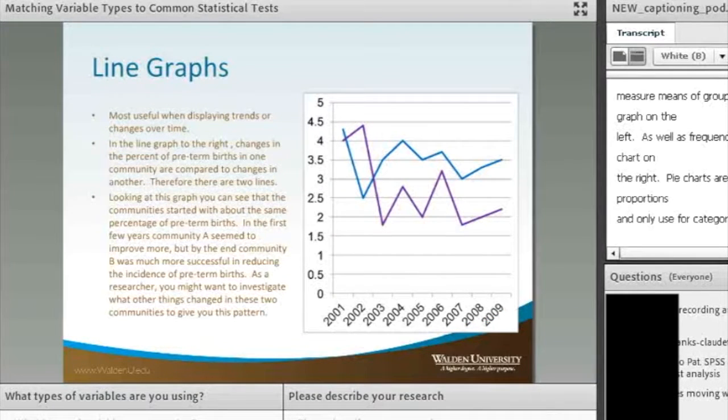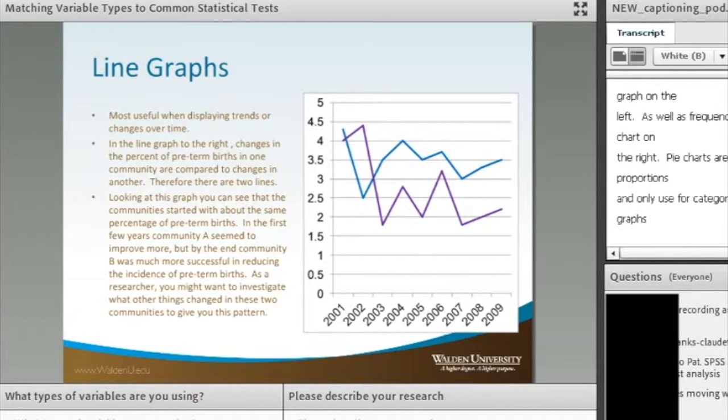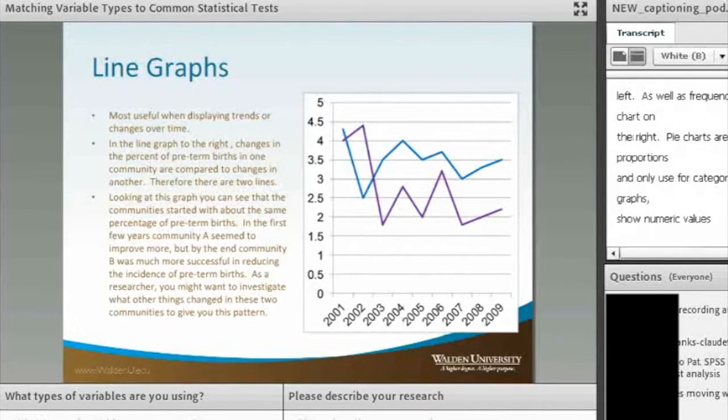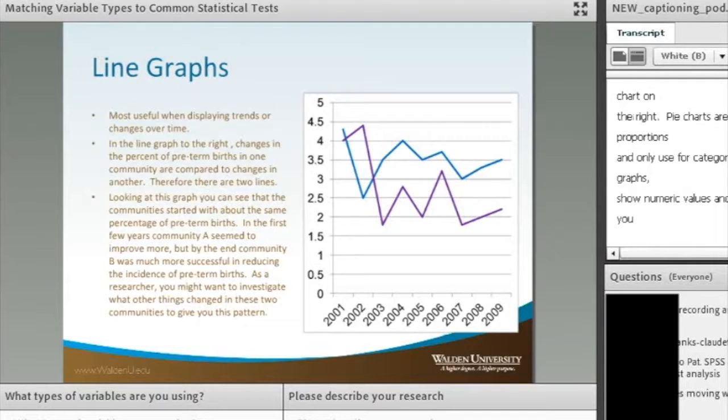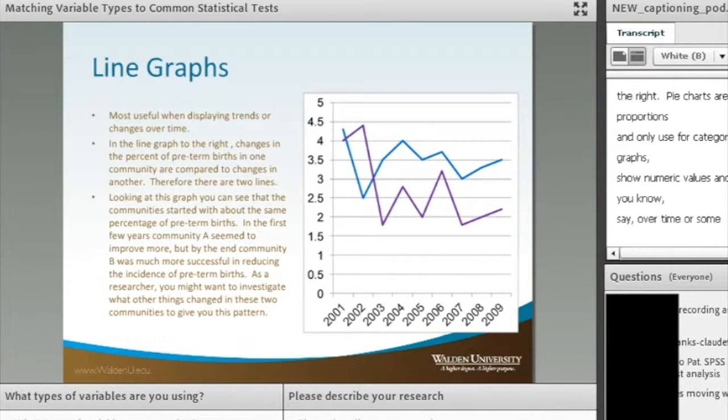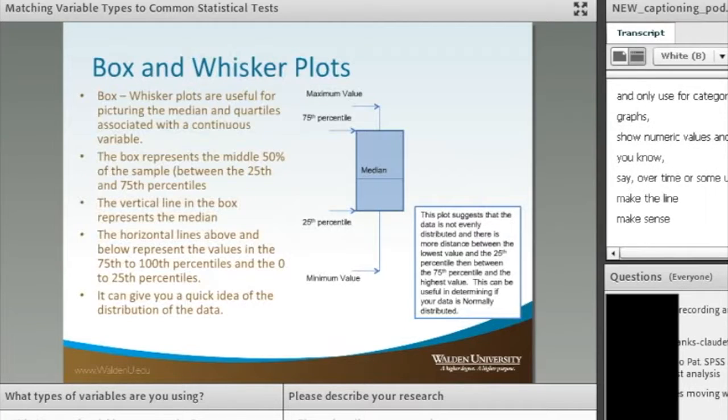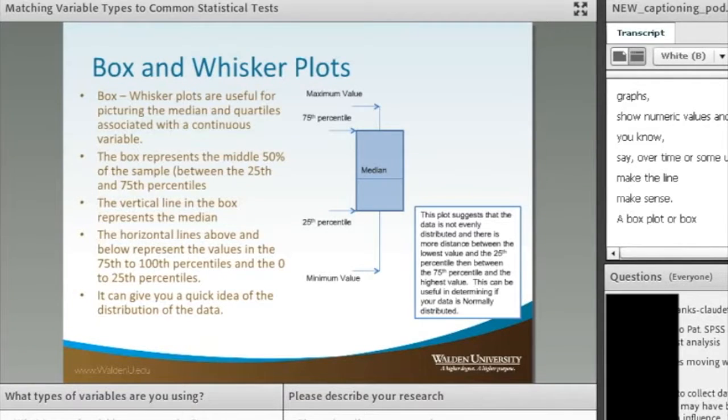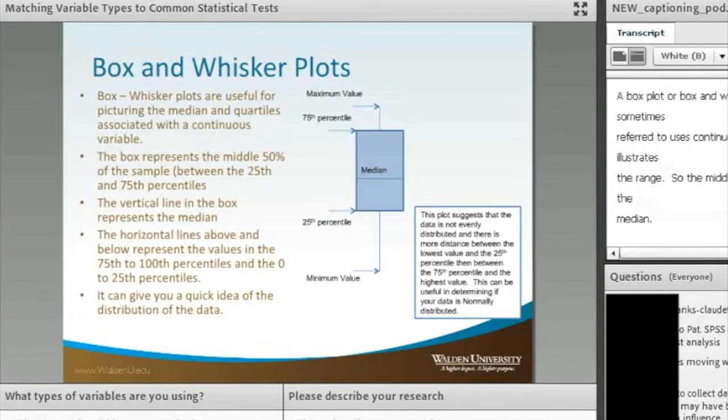Line graphs show numeric values, and they're usually expressed, say over time, or some unit that would make the line make sense. A box plot, or box and whisker plot as it's sometimes referred to, uses continuous variables and illustrates the range. So the middle line of the box is the median. The upper and lower horizontal lines of the box represent the middle 2 quartiles. So it goes from the 25th to the 75th percentile, and then the vertical lines represent the range.